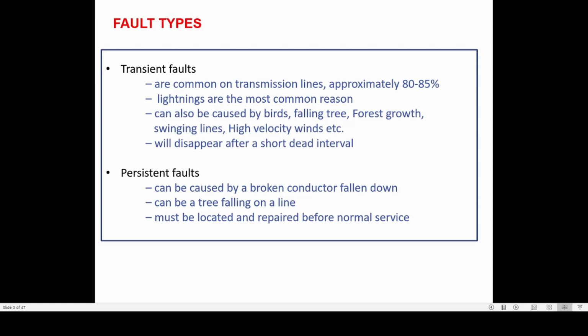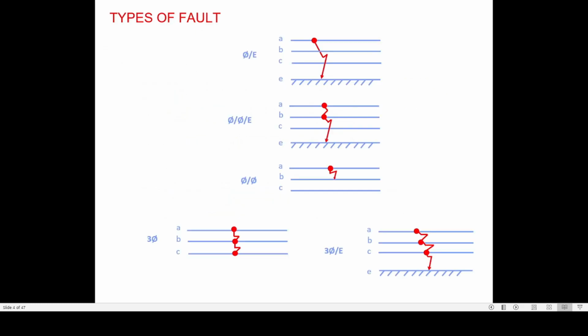Second comes the persistent or permanent faults, and one of the simplest examples of a permanent fault is a broken conductor falling to the ground. Before taking the line into service, these types of faults must be located and repaired, and only then can you take the line into service. That's why these are called persistent or permanent faults.